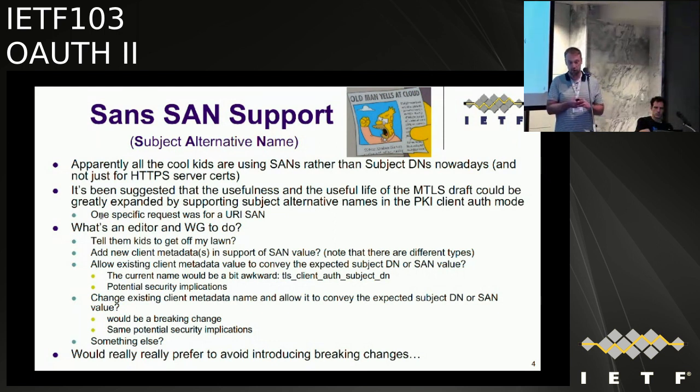So what's the working group to do? Tell them to get off my lawn, leave it as is, push it forward? It's really appealing because we're so close to being done with this, but I think there's real merit in the request, particularly for the way the winds are blowing now in certificate usage. There seems to be a real impetus towards using subject alternative names rather than the subject DN itself. So I'd like to see the usefulness of this expanded and try to accommodate these use cases.